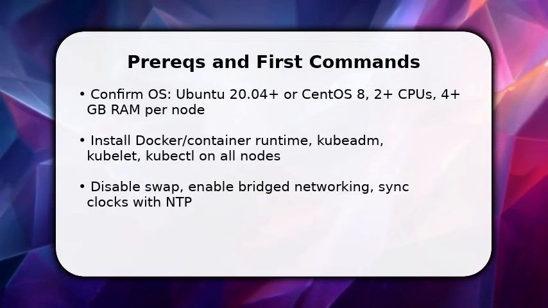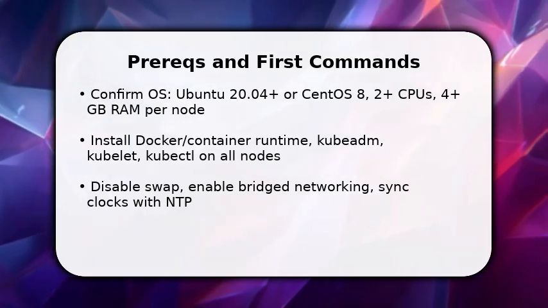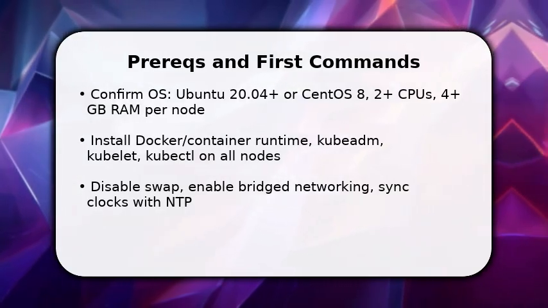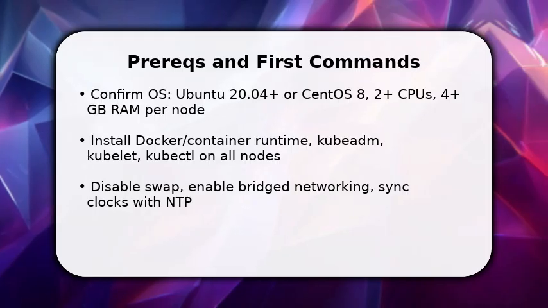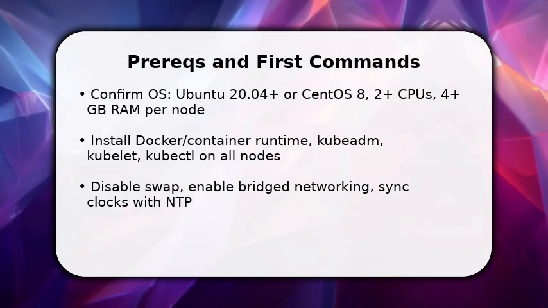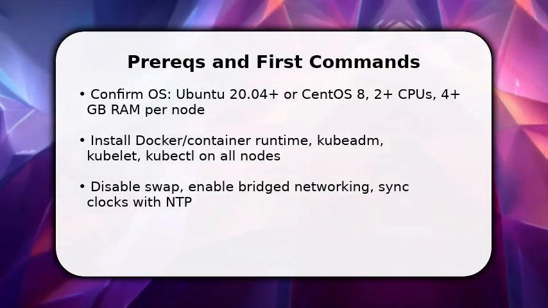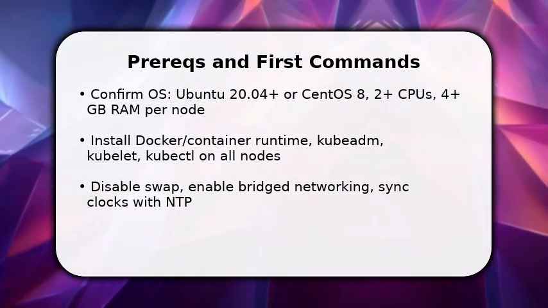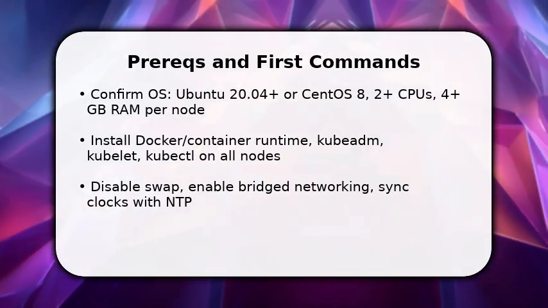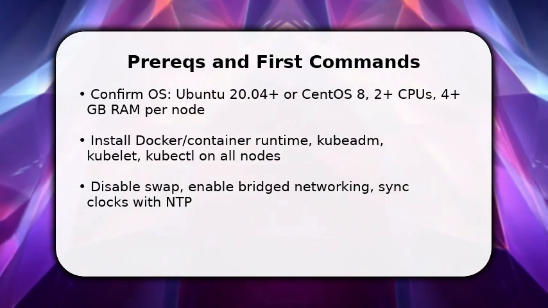You start by preparing each machine. Install a container runtime like containerd or Docker, then kubeadm, kubelet, and kubectl so the tools match across nodes. Once done, disable swap and enable bridged networking so Kubernetes can manage networking correctly. Make sure node clocks are synchronized with NTP. Inconsistent time breaks certificates. Initialize network settings and confirm kernel modules. Finally, pick a control plane node and run kubeadm init to begin the cluster bootstrap sequence.